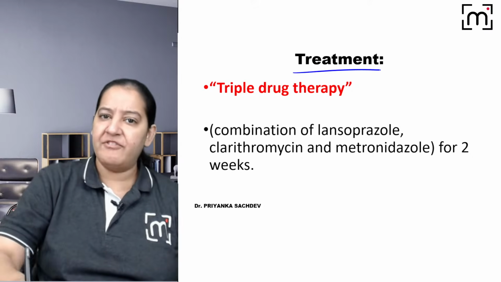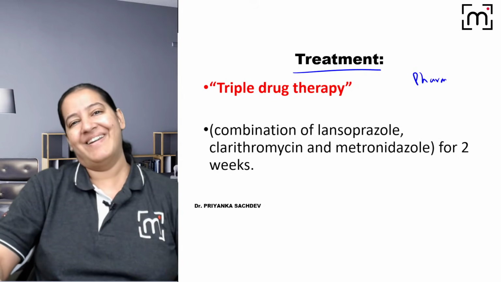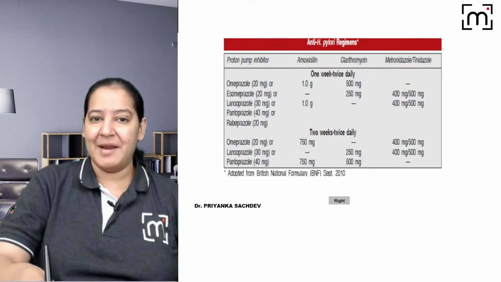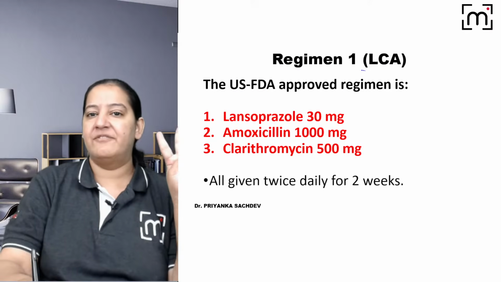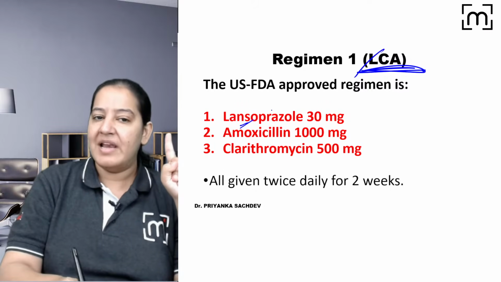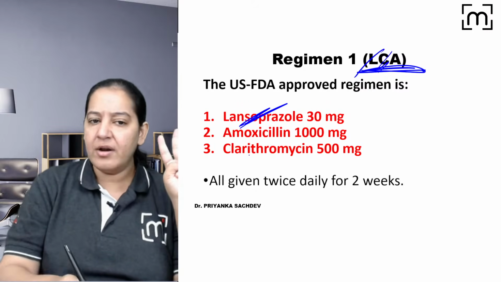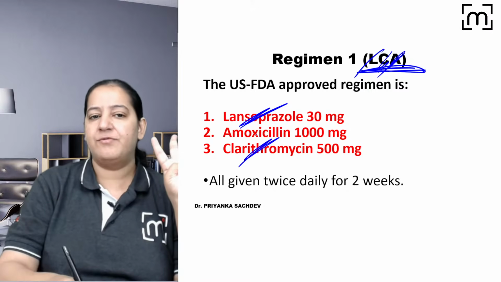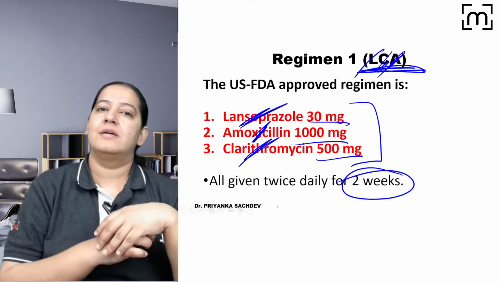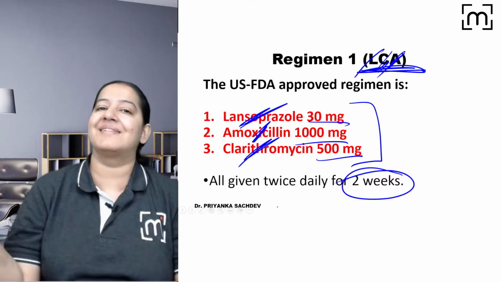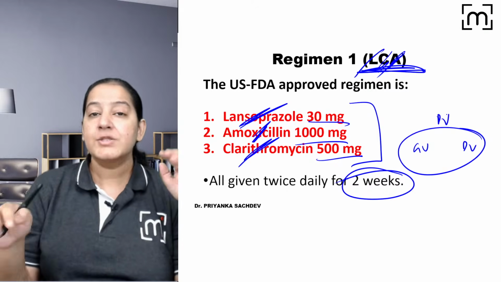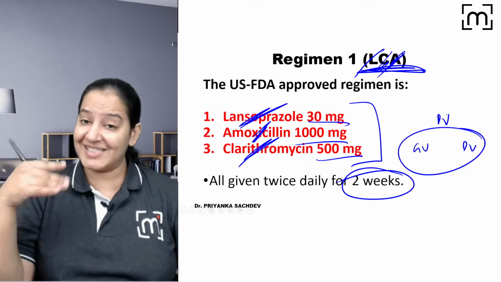The treatment part will be taken in pharmacology. You know the triple therapy for the ulcer. What is the triple therapy? There are 2 regimens. The first is LCA: L stands for lansoprazole, C for clarithromycin, and A for amoxicillin. The doses are given. This triple therapy is given for 2 weeks. That is the standard regimen for peptic ulcer, whether gastric or duodenal. This is the most accepted regimen.